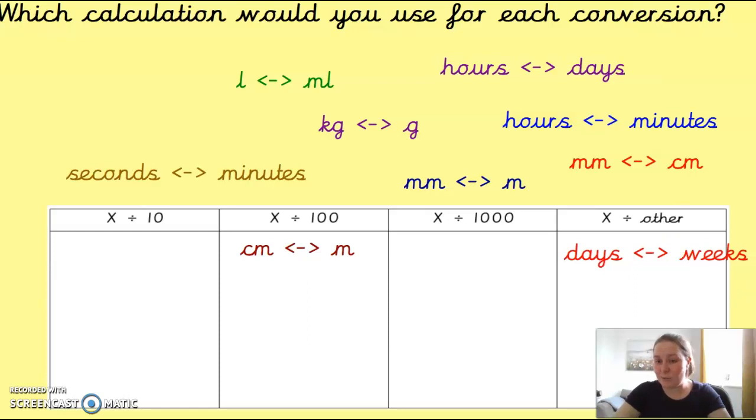There's 7 days in a week, so I'd be timesing or dividing by 7. It's not going to be 10, 100 or 1,000. So pause the video here and have a go at completing that table. If you haven't got a clue what to do, then just stay on and I will show you the answers.